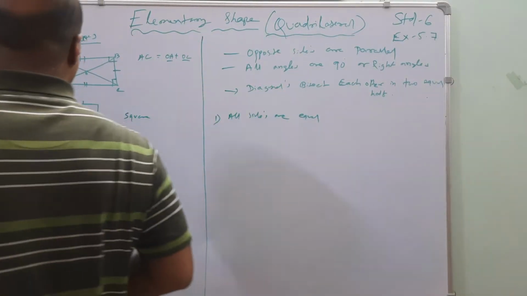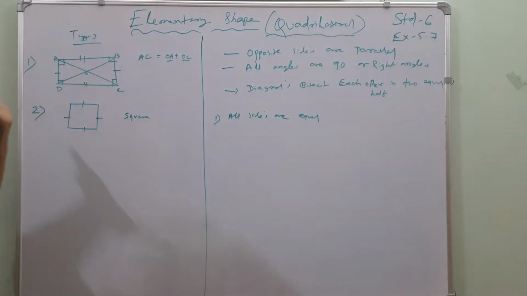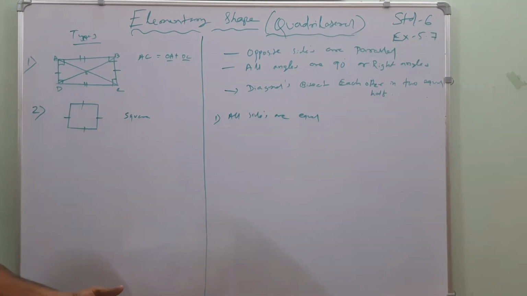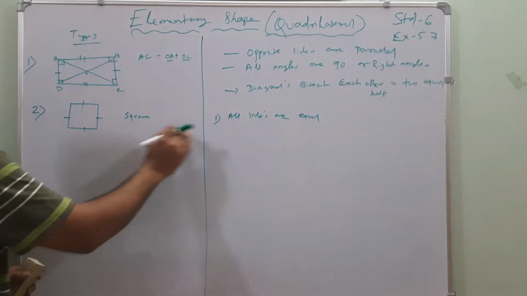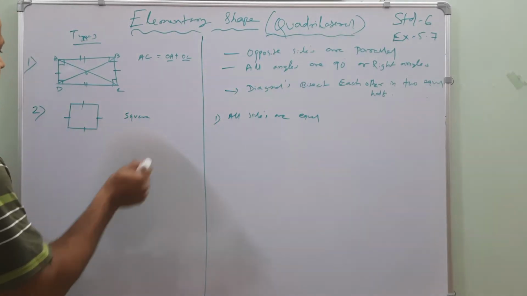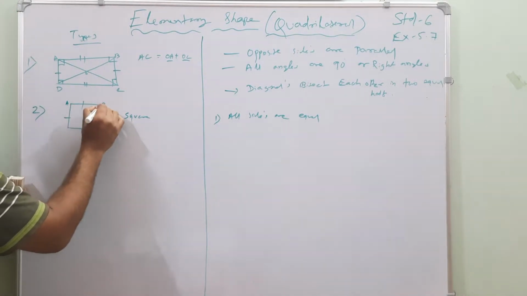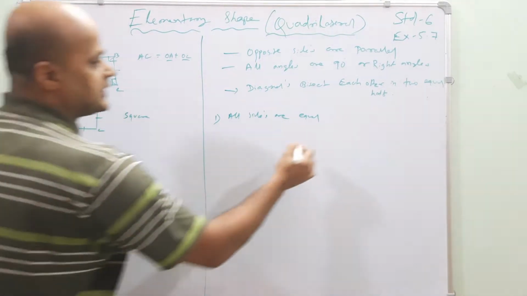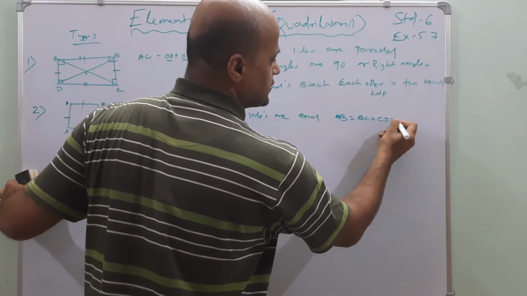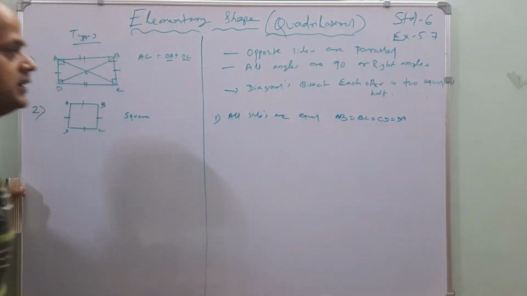So, my dear friends, what is a square? The first thing is what? You have to recognize the sides. What is the difference of the sides? Is there a difference? No. So I will say that all sides of a square are equal. Means if I name it as A, B, C, D, then AB is equal to BC is equal to CD is equal to DA. All sides are equal.